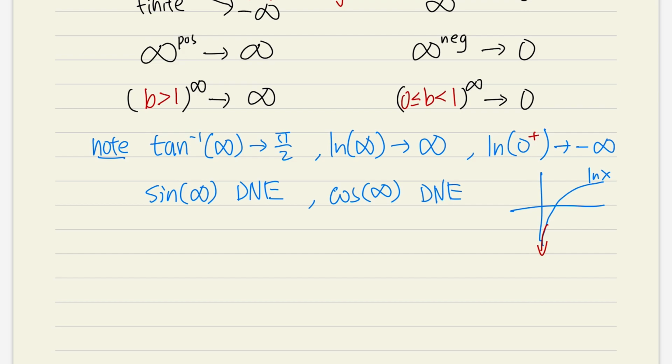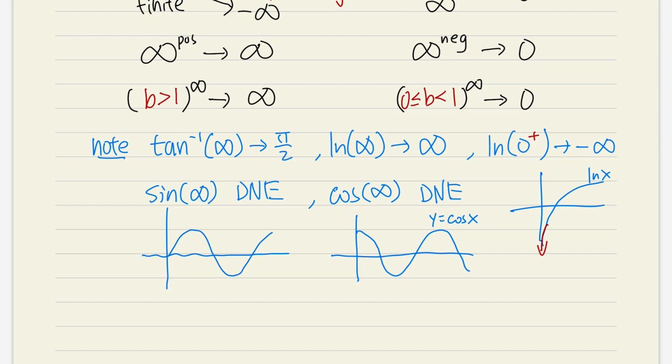And of course, it will be extremely helpful if you are familiar with all these kinds of graphs, right? For example, the cosine graph looks like this. So that's why it doesn't exist. And then for sine, it goes like this. And this is y equals sine x, right? And perhaps I will also, yeah, I think it's pretty good already.